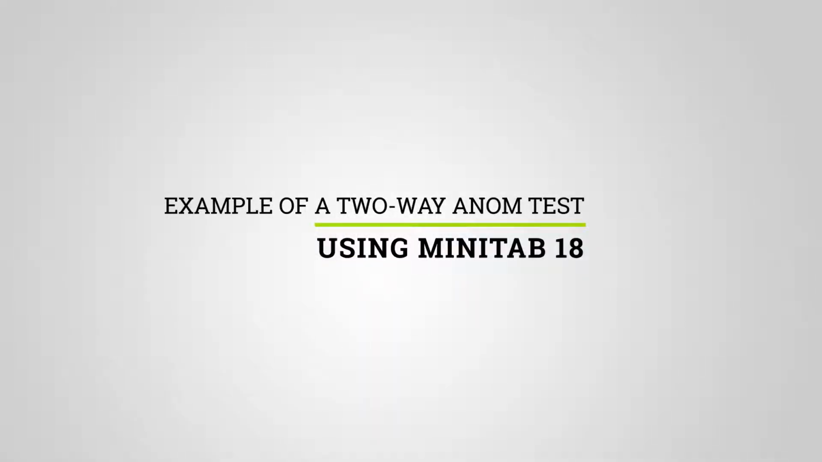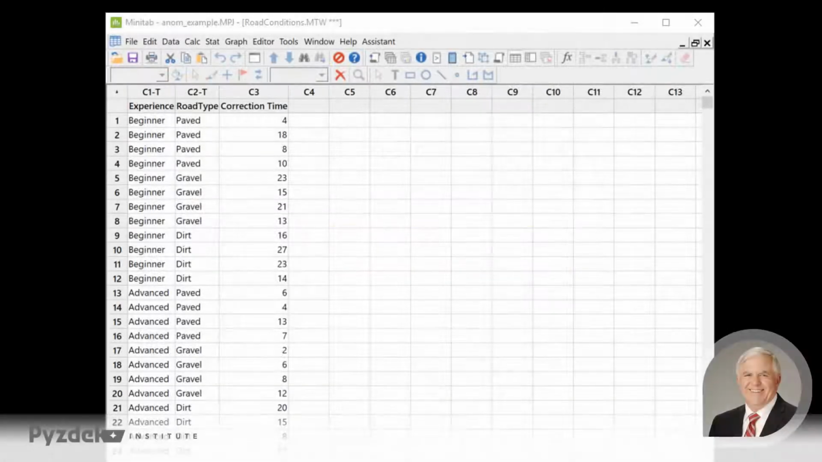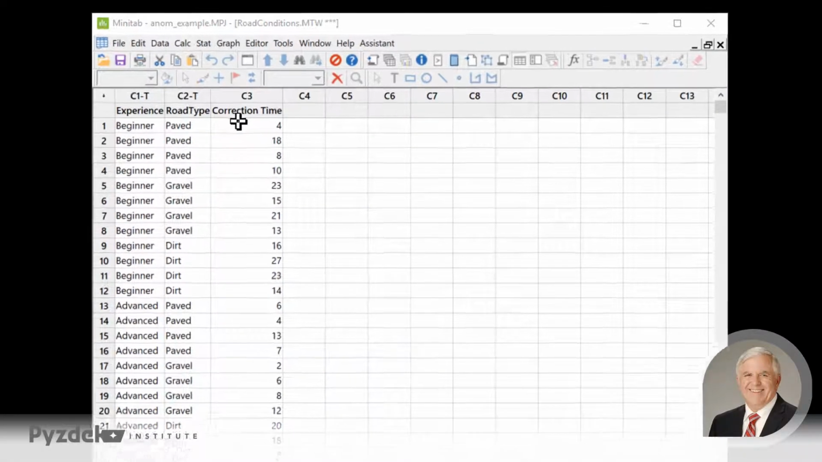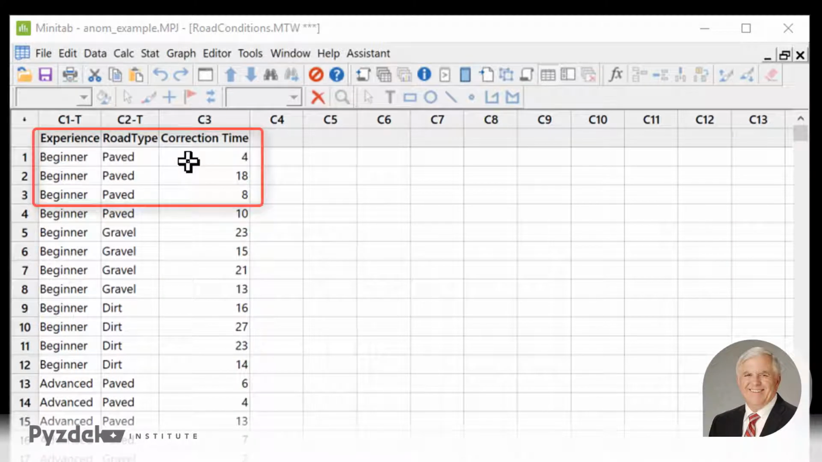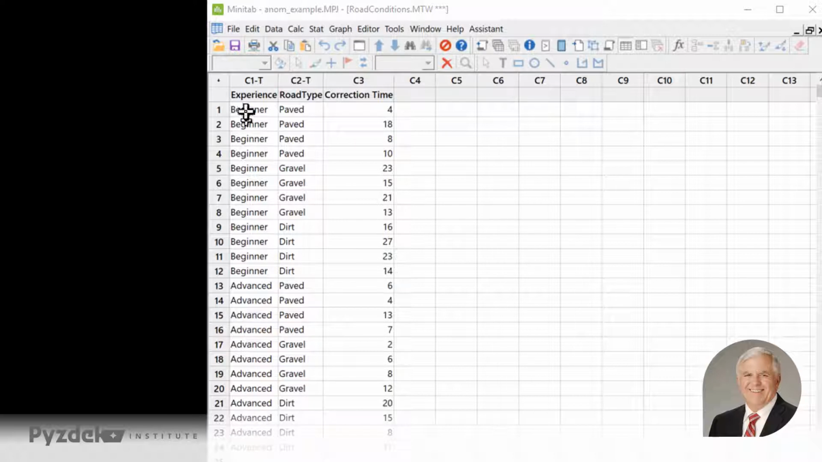Let me show you how to use Minitab 18 to perform an analysis of means on some test data. In this test, we have correction times of different drivers on different types of roads. What we want to determine is whether or not their correction time varies according to the driver. We have beginners and advanced drivers. According to road type, we have paved, gravel, and dirt roads, or according to interactions between the two.